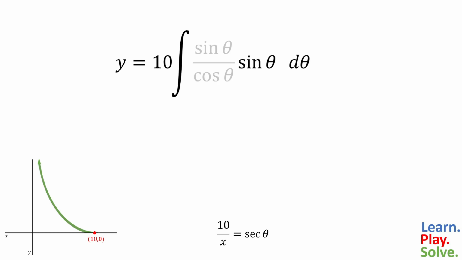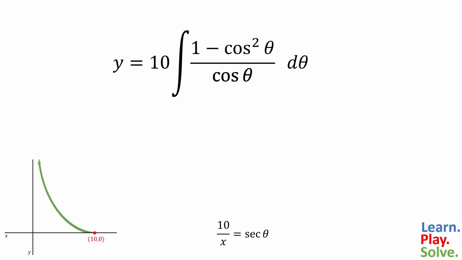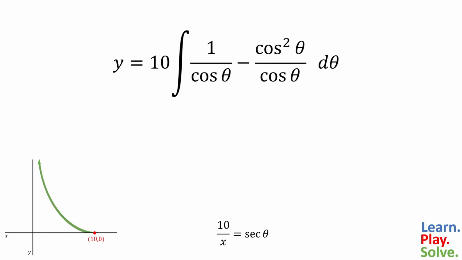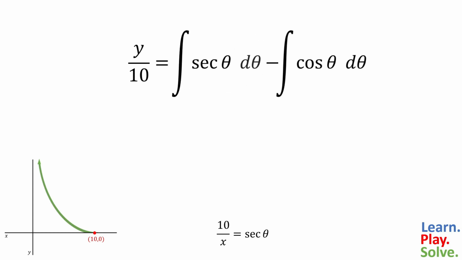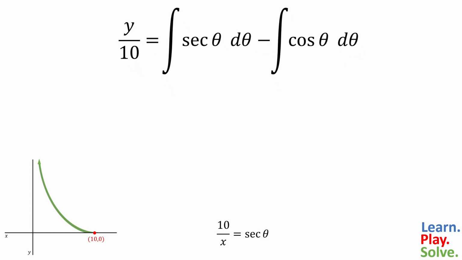Tangent is sine over cosine, making this sine squared over cosine. Sine squared is 1 minus cosine squared. If we split this into two fractions, we can simplify it to secant minus cosine. Let's divide this 10 to the other side for now and get it out of the way. We can make this two separate integrals and focus on one at a time.